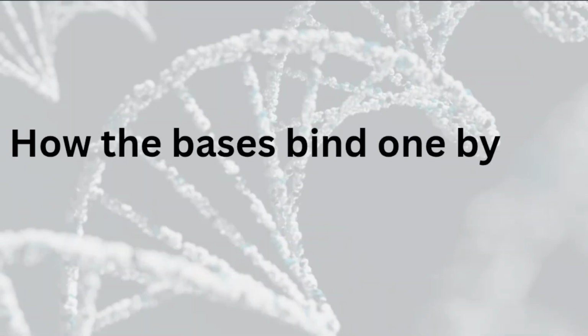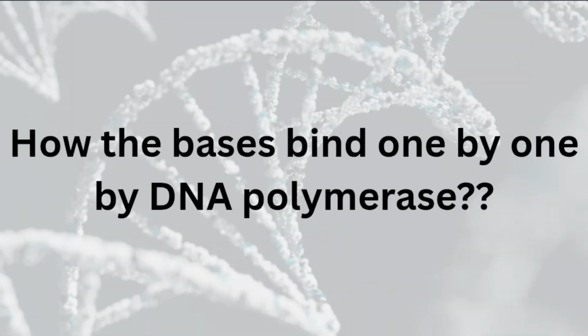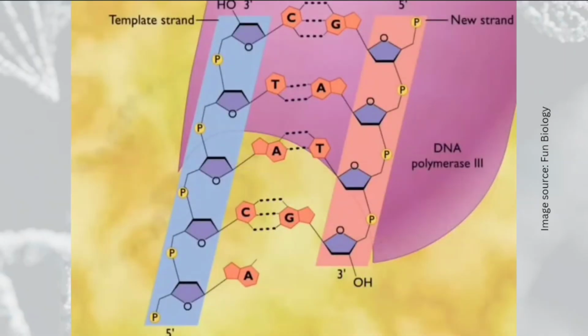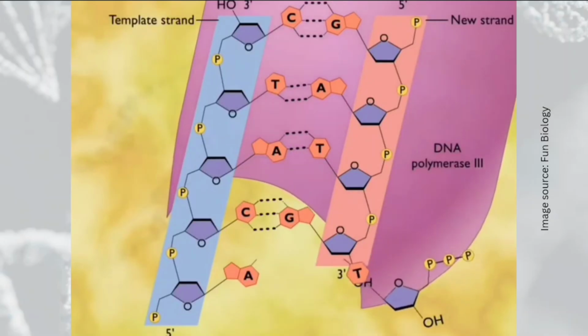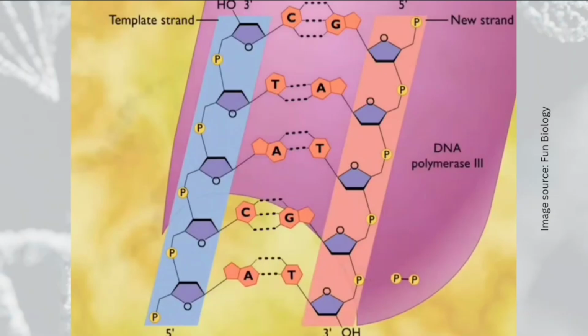Let's have a look how the bases bind one by one by the DNA polymerase. Here you can see that the adenine base is open and it will bind with thymine. So the nucleotide will come, it will make the hydrogen bond, 2-phosphate will be removed and it will make the bond.